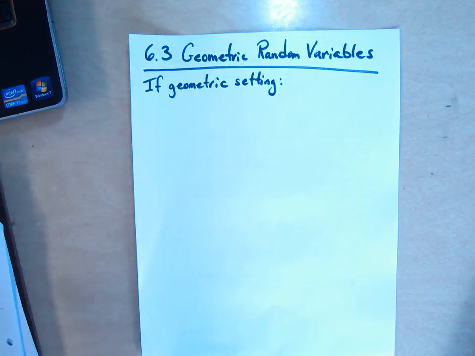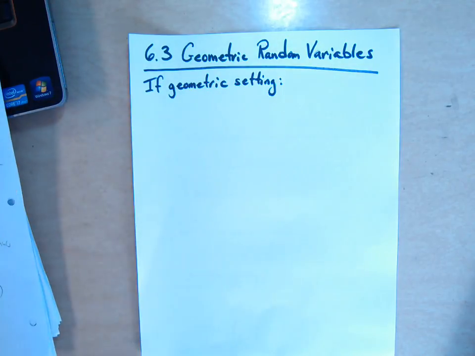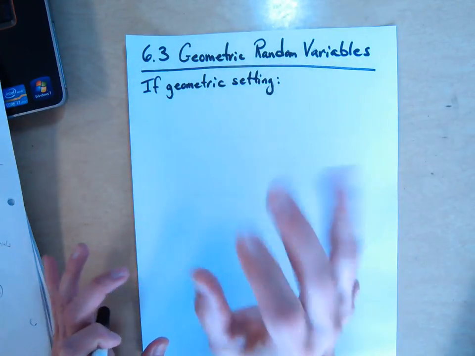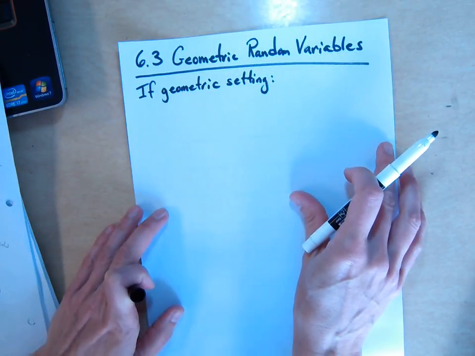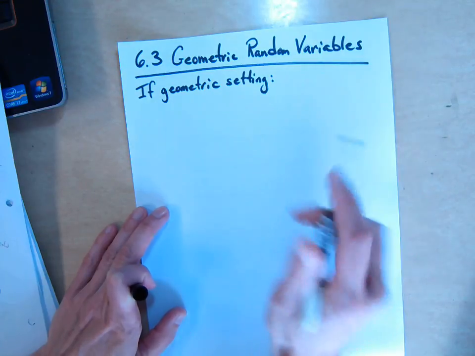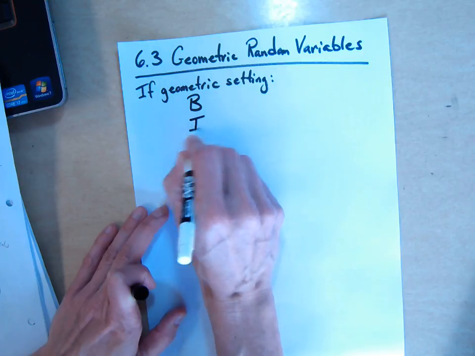Section 6.3, geometric random variables. This is the last kind of random variable for this chapter. Before you use the formula for this, you need to make sure you have a geometric setting, so you need to check BITS instead of BINS. BINS was for binomial, BITS is for geometric. So let's write that out and talk about each condition.